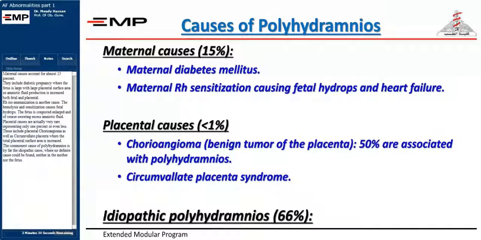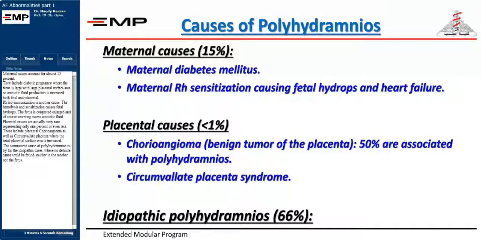Maternal causes account for almost 15%. They include diabetic pregnancy, where the fetus is large with large placental surface area, so amniotic fluid production is increased, both fetal and placental. Rh isoimmunization is another cause. The hemolysis and sensitization cause fetal hydrops. The fetus is congested, enlarged, and of course secreting excess amniotic fluid.